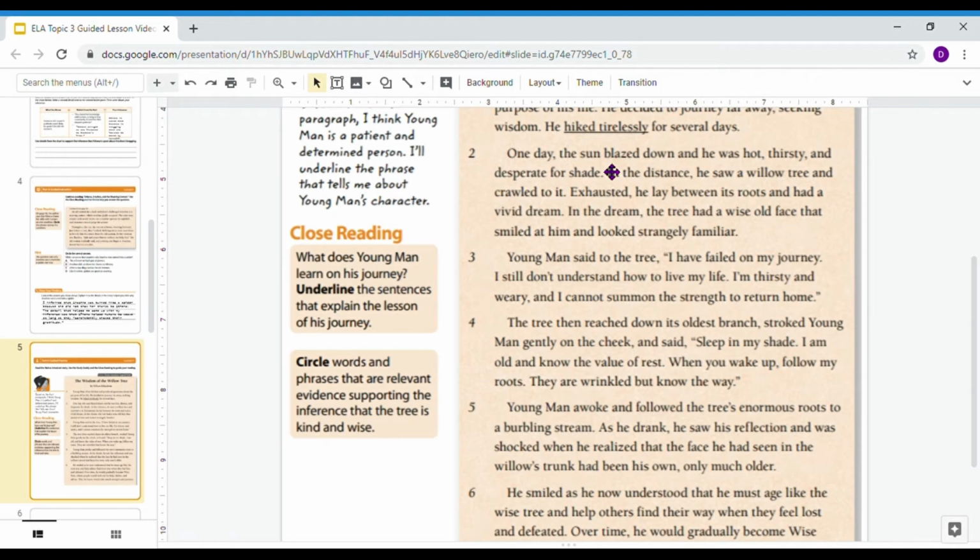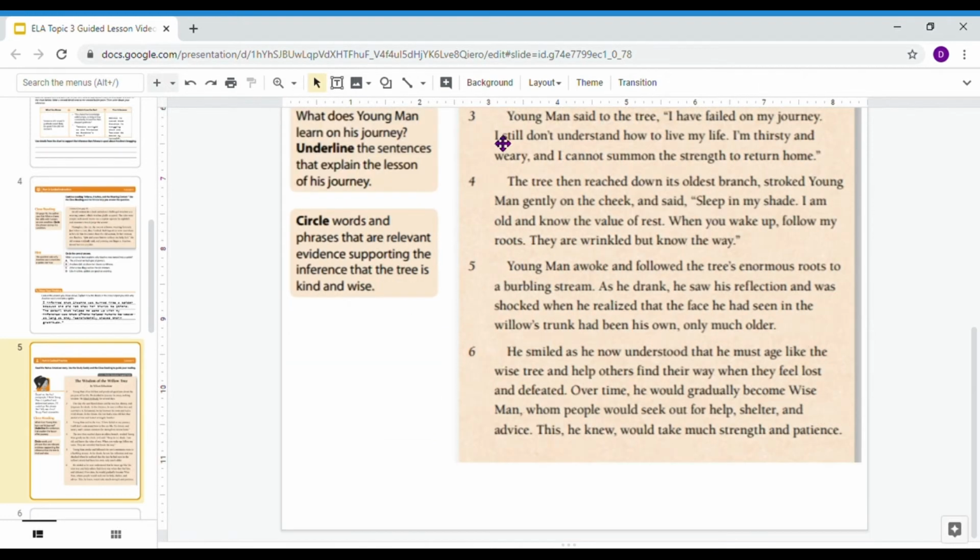And your last comprehension question, what lesson does Young Man learn by the end of the story? If you pause, and when I go back and try to find this answer, I'm looking in this last paragraph where I can see that he learns that he's got to grow older, like the tree, and help younger people who are defeated and lost, just like he was. And then he'll become the Wise Man.